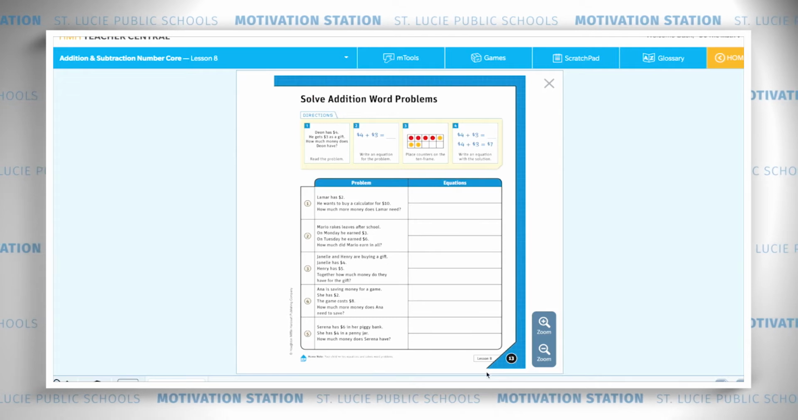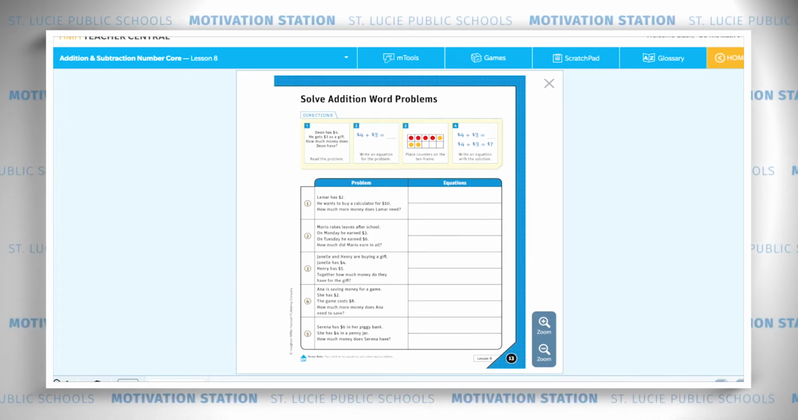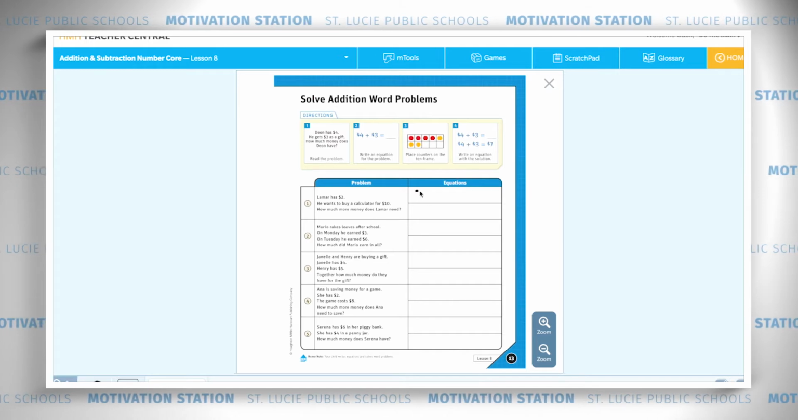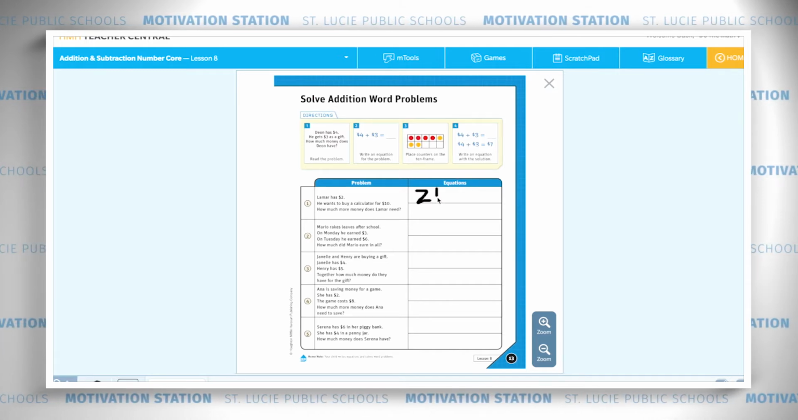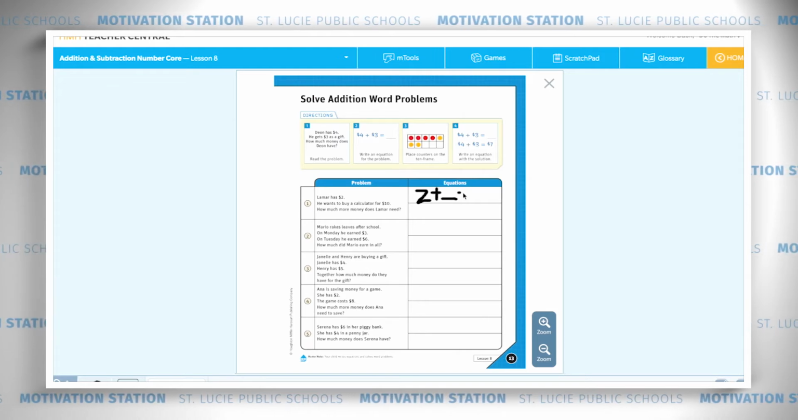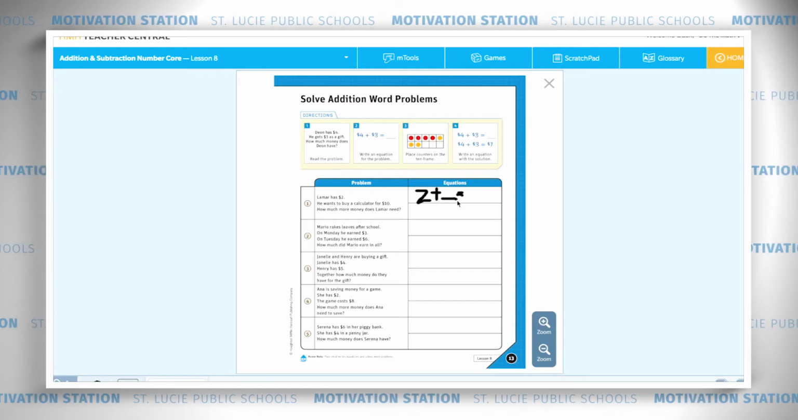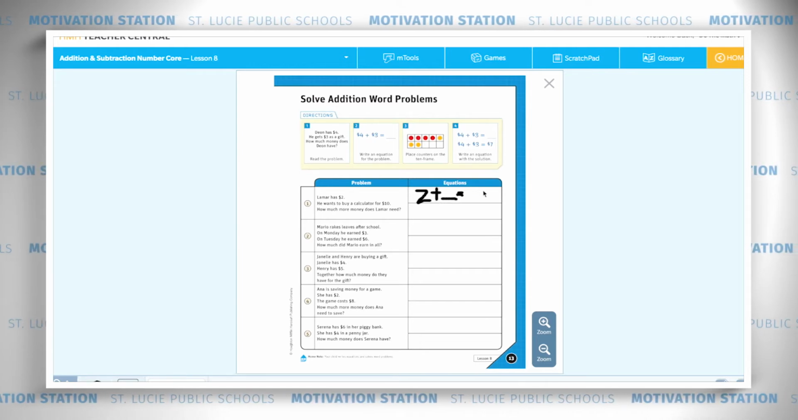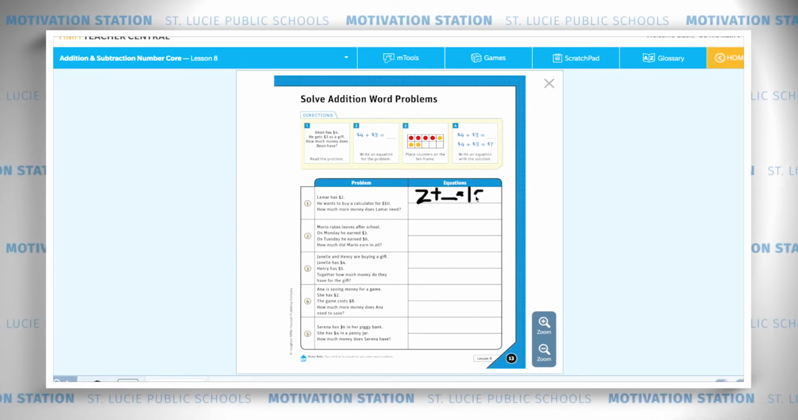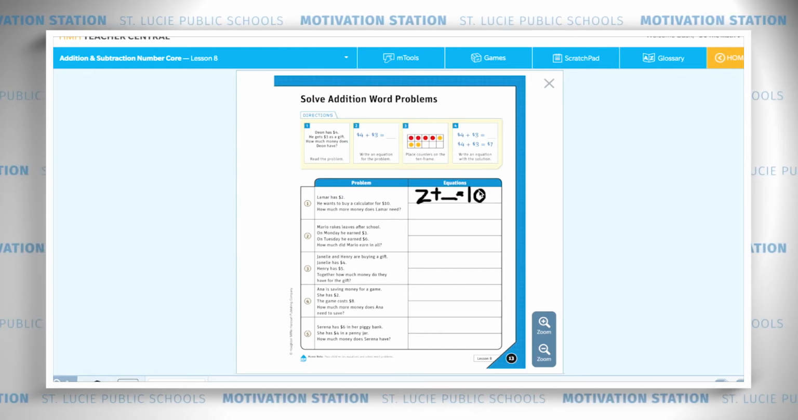How much more money does Lamar need? So let's write an equation. We know he has $2, but we don't know how much more he needs to get to 10. So that's a missing addend problem. So 2 plus, we don't know, equals 10. And our total is 10. Now we can use our tens frames to help us.